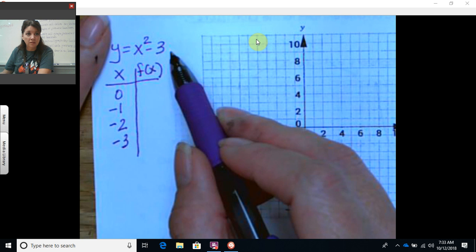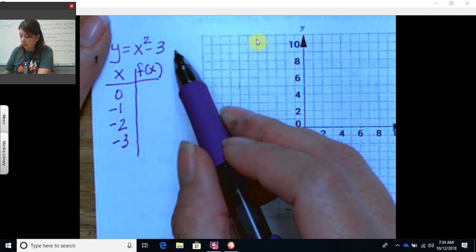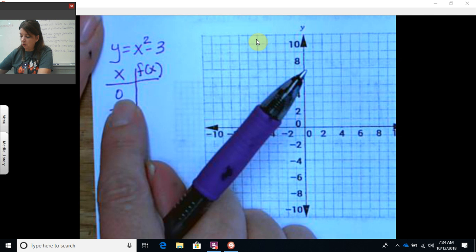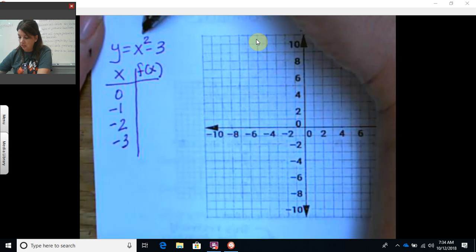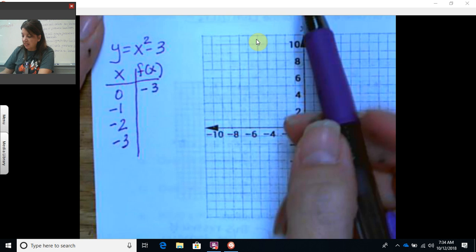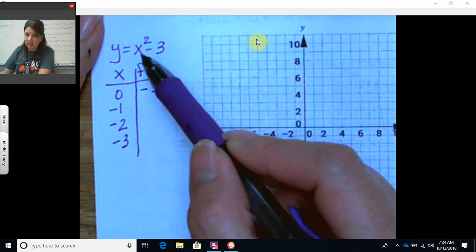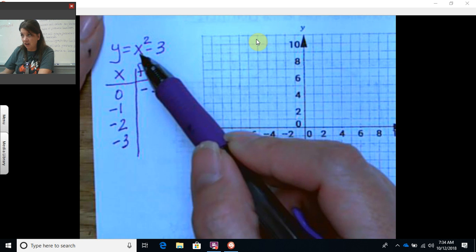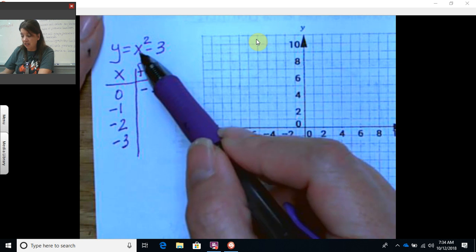write it down. If I substitute in 0, what is 0 squared? And 0 minus 3 is -3. For -1, remember, if you put this in a calculator, the negative and the 1 are being squared, so you'd have to use parentheses. Or can we do that in our head? -1 times -1 is what?